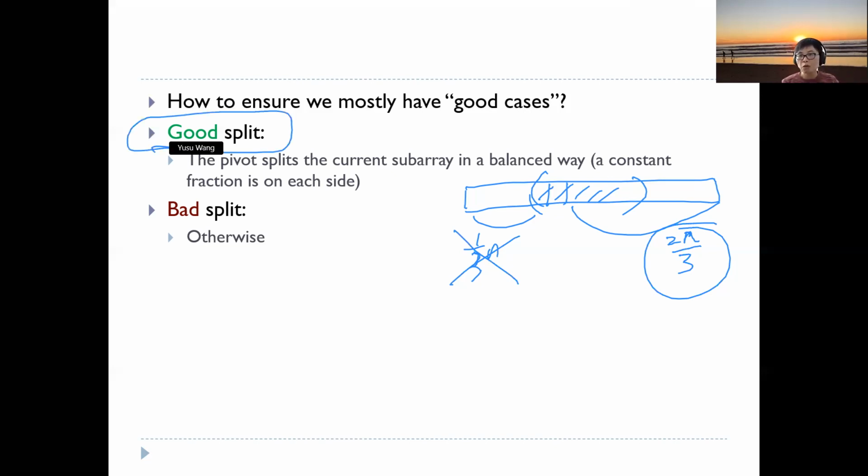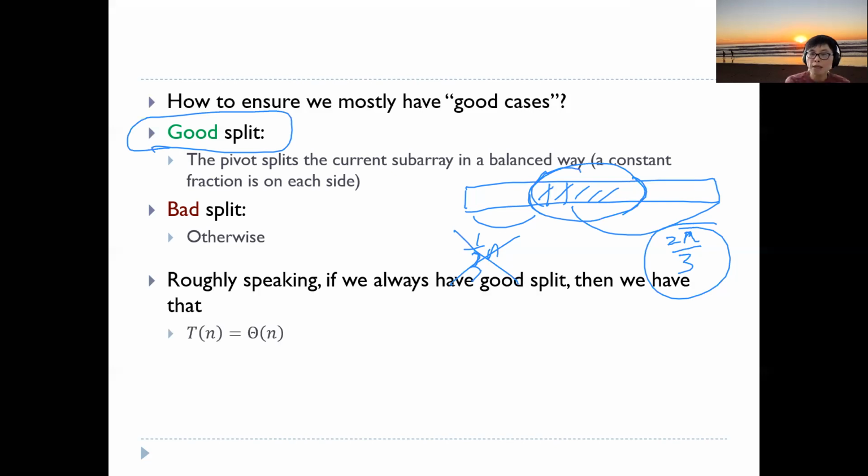So note that for a good split, you don't have to pick the middle one. As long as you pick some pivot falling within this middle range, you are good, and the bad split is otherwise. If we always have this good split, namely, if we always remove at least a constant fraction of the numbers at each recursive call, then you can argue that the algorithm only takes linear time, same as when you remove half of the numbers.